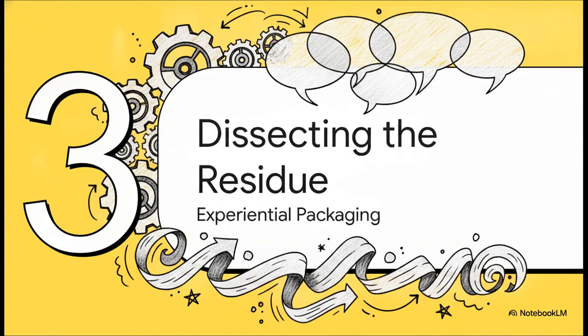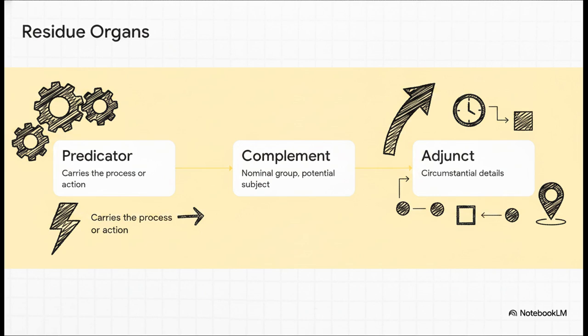Section 3, Dissecting the Residue. Okay, so if the mood is our core argument, the rest of the sentence is what we call the residue. Think of it as the experiential packaging intricately built right around the mood. The residue fleshes out the story through these interlocking functional organs. You've got the predicator carrying the action, the complement, which contains potential subjects, and the adjunct, which gives us circumstantial details, like time and place.